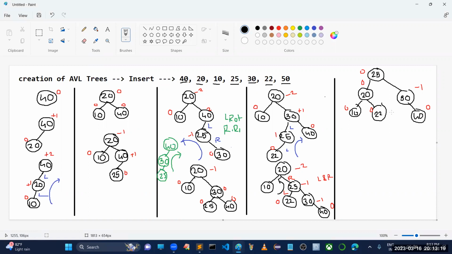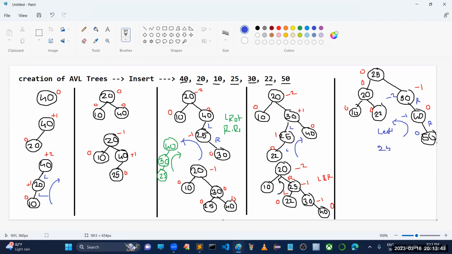What is the next node? 50. Where does it have to be inserted? Here. Directly I'm writing here. What about the balance factor? Definitely it is not going to match, because it is 0. So it is -1, so it will become minus. So here itself imbalance is there. The newly inserted node is the right child to this right. Which rotation do we have to apply? Left rotation. That means like this we have to rotate.